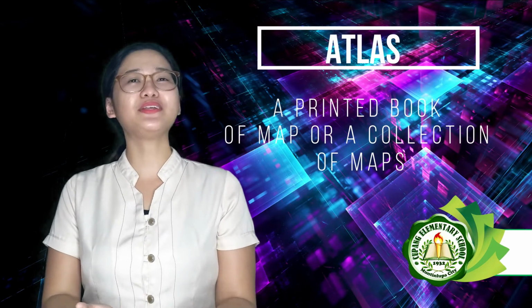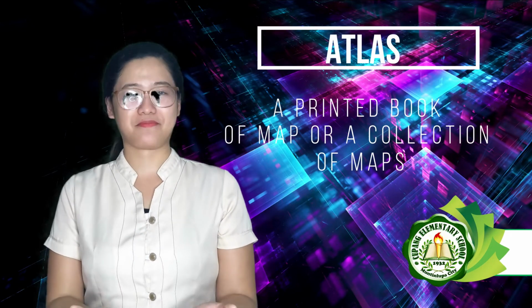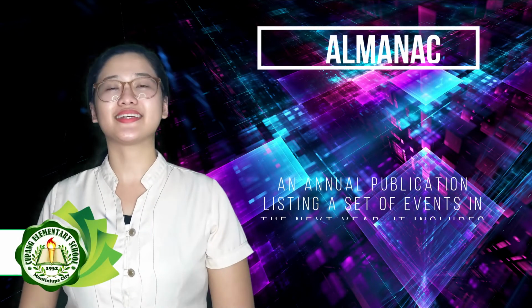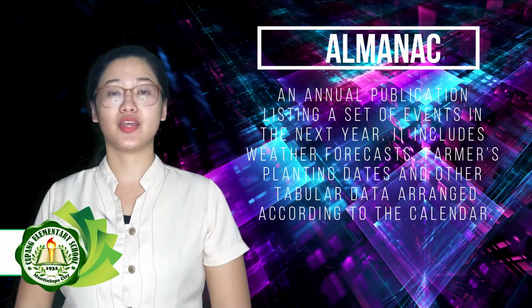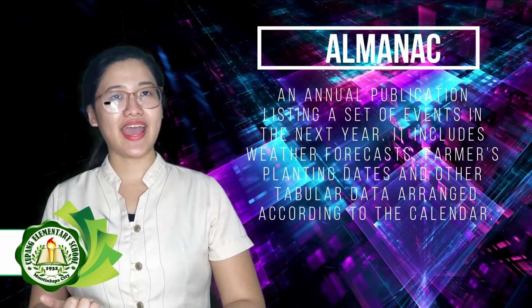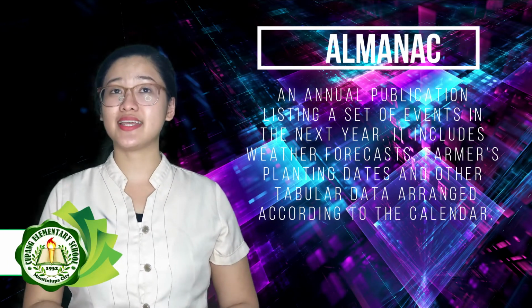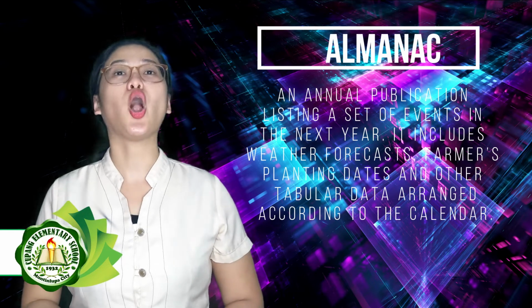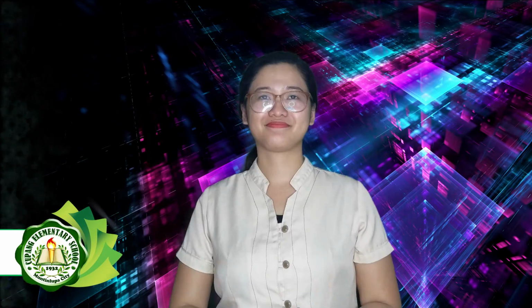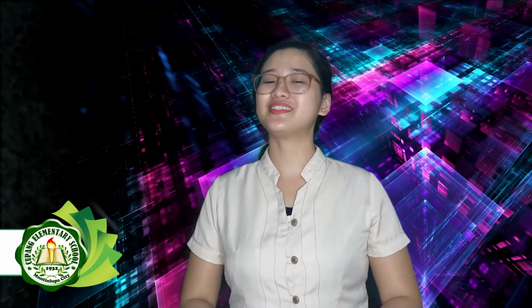Atlas is a printed book of maps or a collection of maps. Almanac, an annual publication listing a set of events in the next year. It includes weather forecasts, farmers' planting dates, and other tabular data arranged according to the calendar. Now, let's talk about the advantages and disadvantages of using print materials.